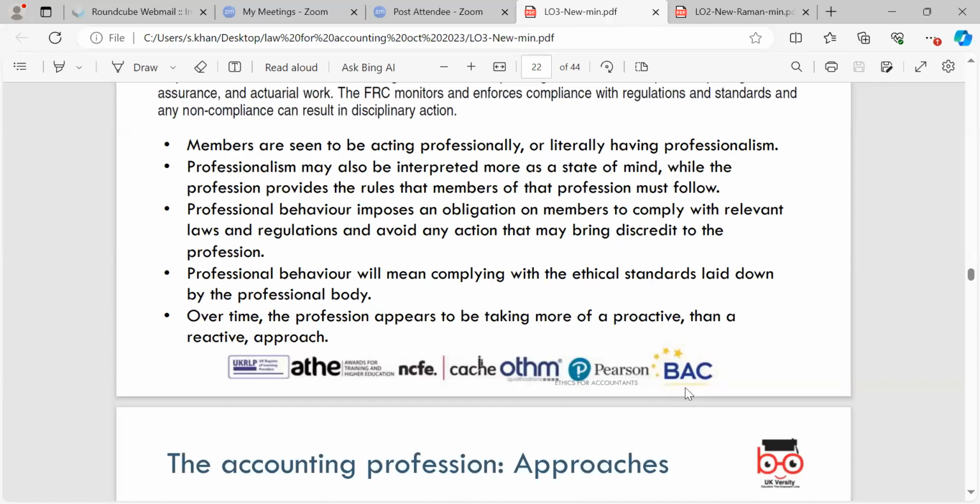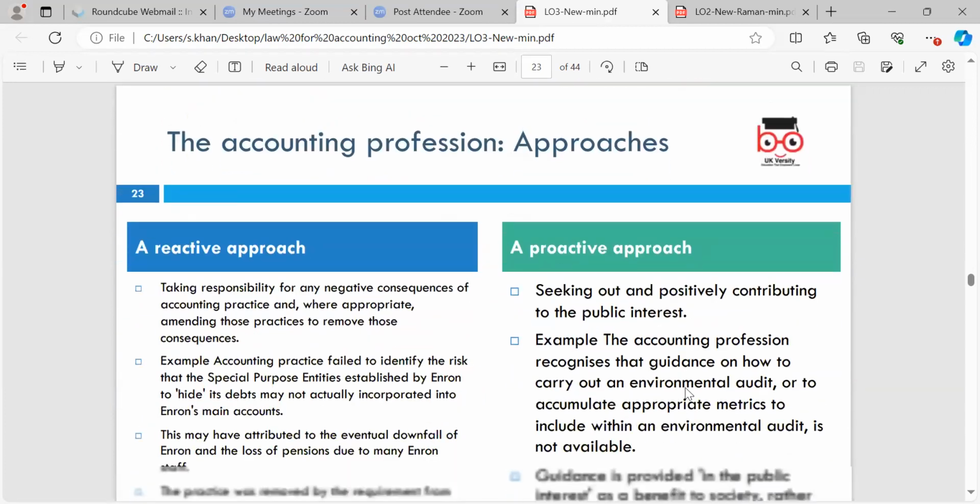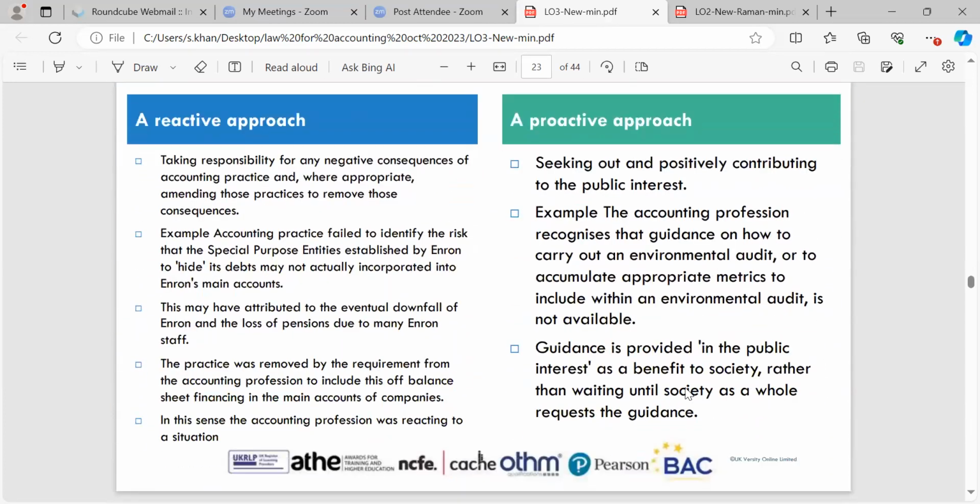Over time, the profession appears to be taking more of a proactive rather than a reactive approach. So you have the reactive approach and the proactive approach. Reactive approach is taking responsibility for any negative consequences of accounting practice and, where appropriate, amending these practices to remove the consequences. An example: accounting practice failed to identify the risk that special purpose entities established by Enron to hide its debt may not actually be incorporated into Enron's main accounts.